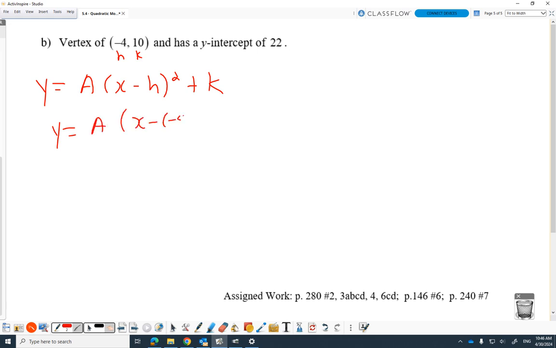And I'll show this because that's what she said. But some of you might be at the point where you're like, that whole h thing confuses me. But I know this for sure. I know that if the vertex is x equals negative 4, then it's plus 4 in the brackets. But the y value stays as 10. But I don't know the a. So sub in.